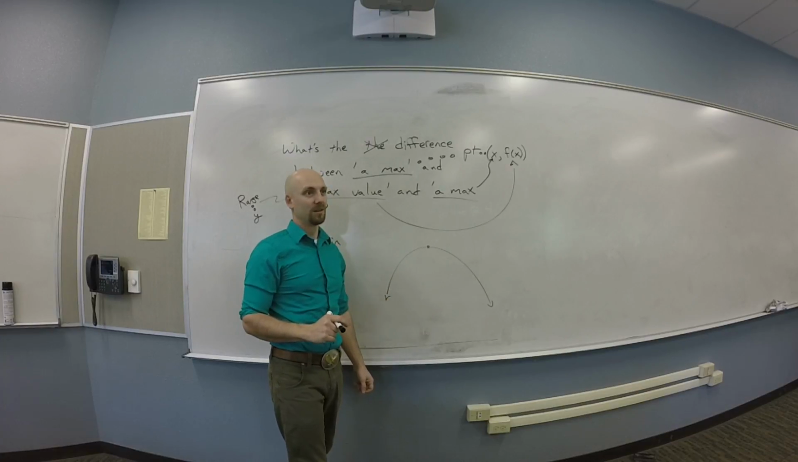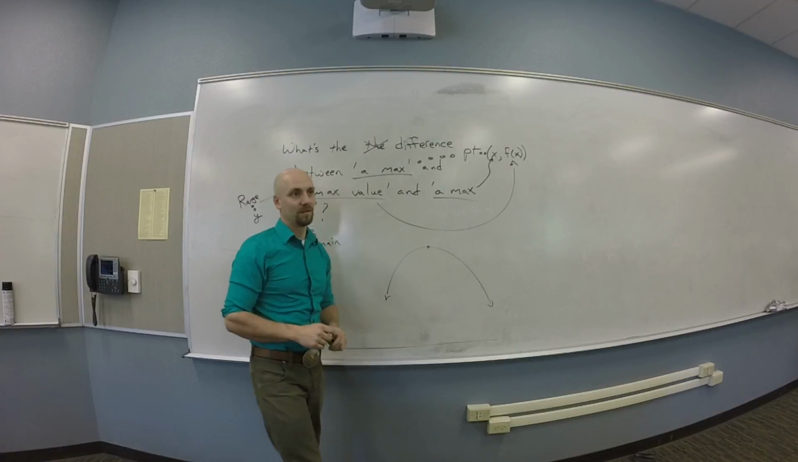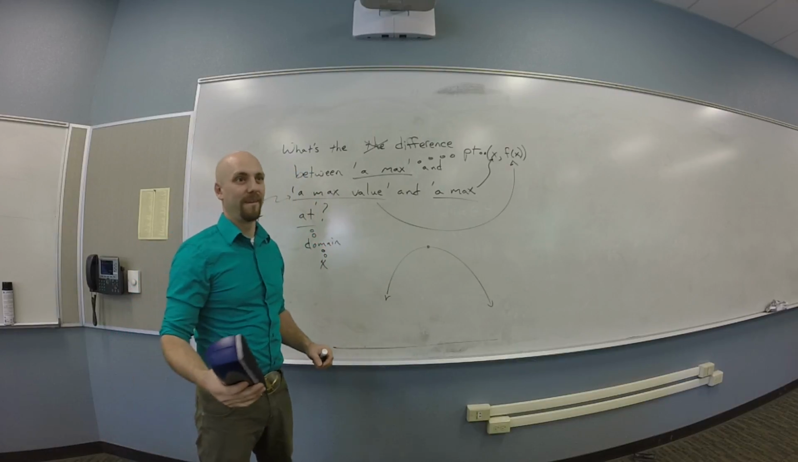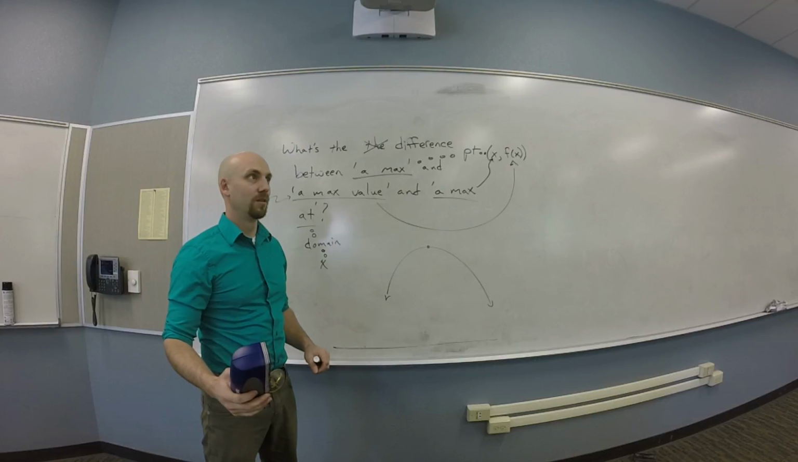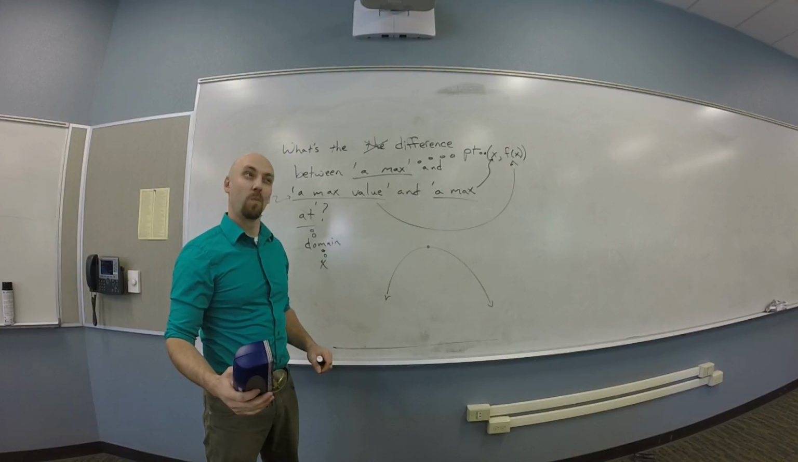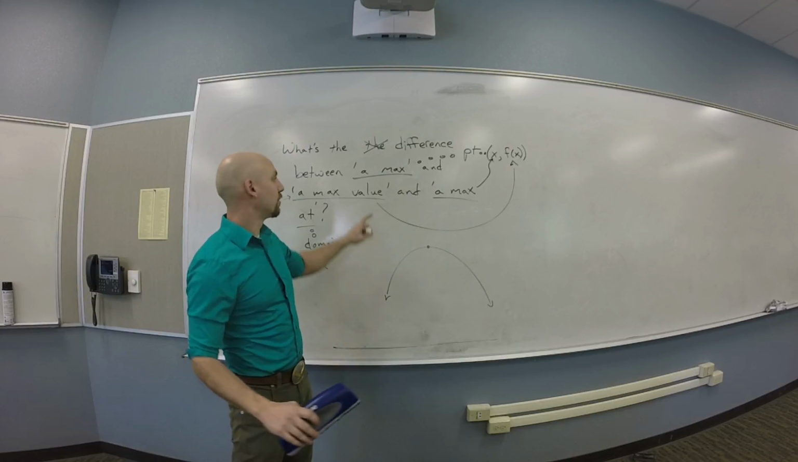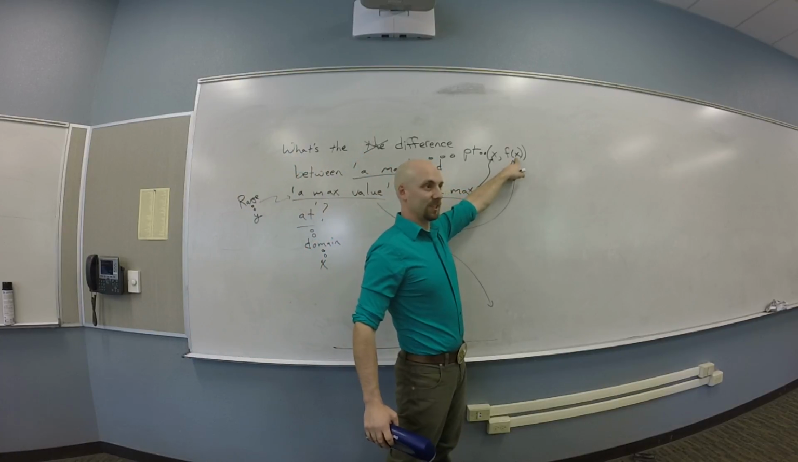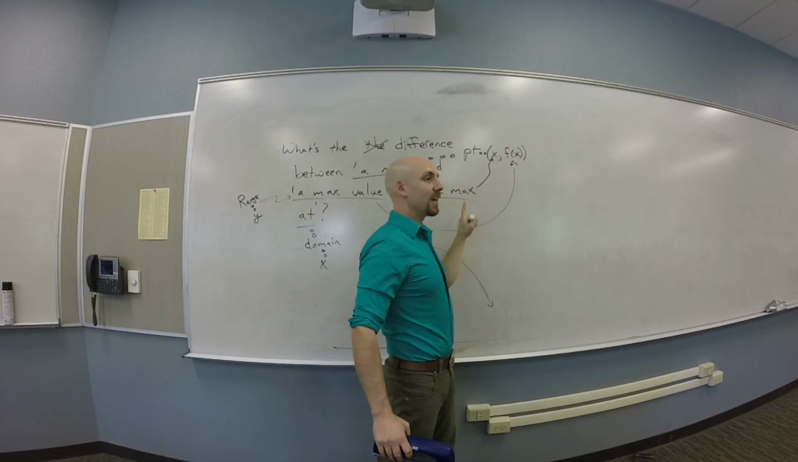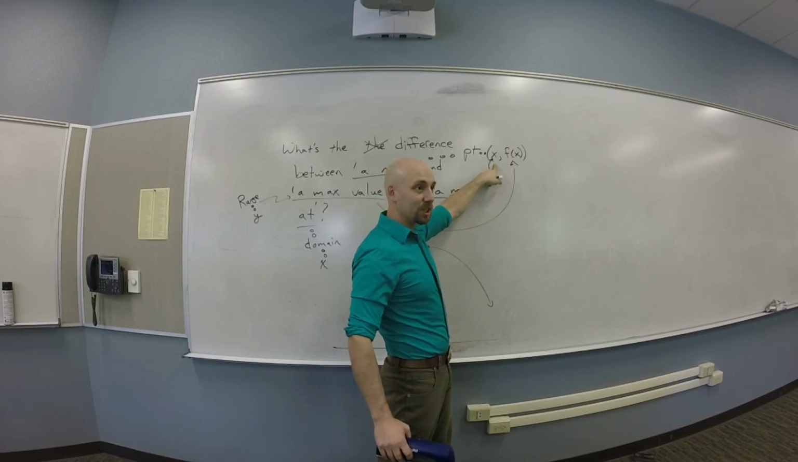So can you give us an example of an equation that has a different max at and max value? Or is the max value always included in the max? Oh, yeah, sorry. The max value is always going to be the y coordinate of the max. And the max at is always going to be the x coordinate.